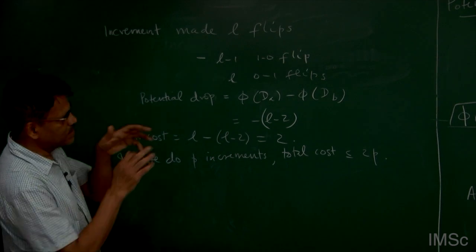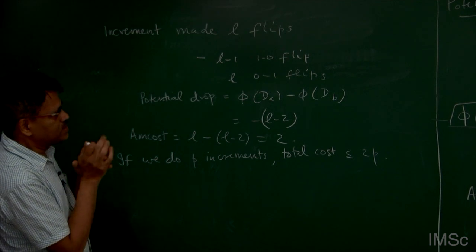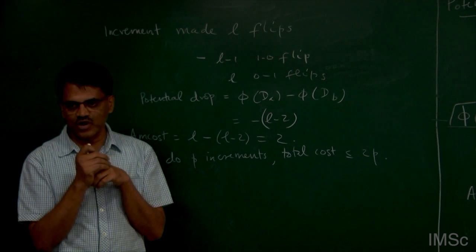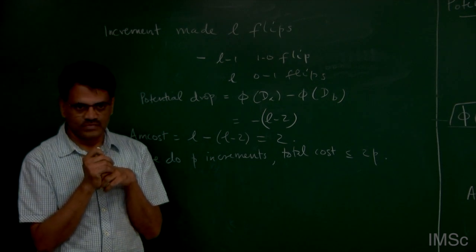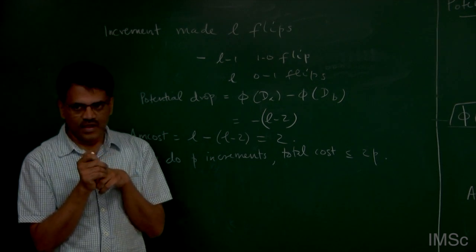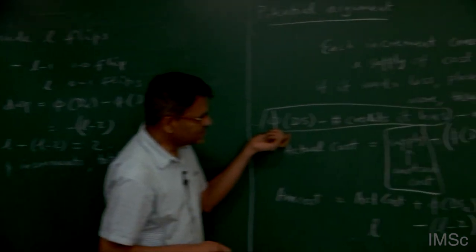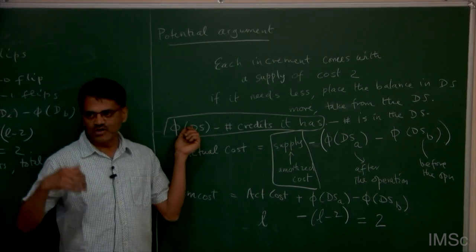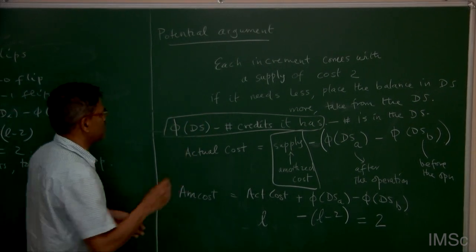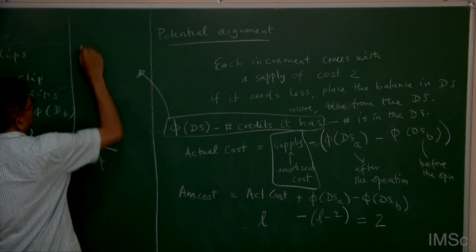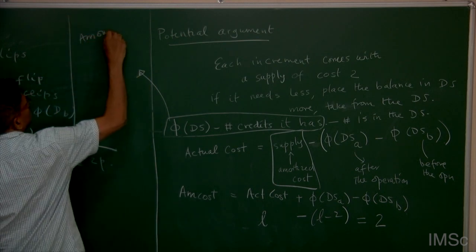So now let's come back to this potential thing. Suppose I don't start with 0, 0, 0, 0. Then what will be the total cost? See, remember, the potential in the data structure is the amount of credit. Another way to think about it, which some people may prefer, is the amount of over-counting we have done.